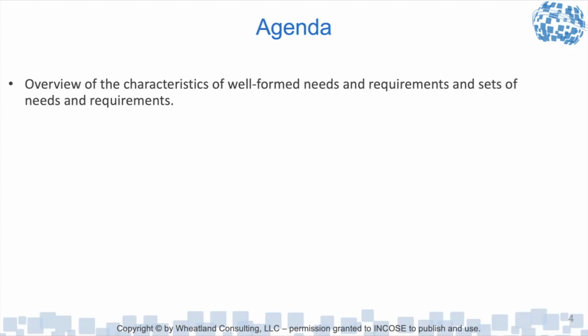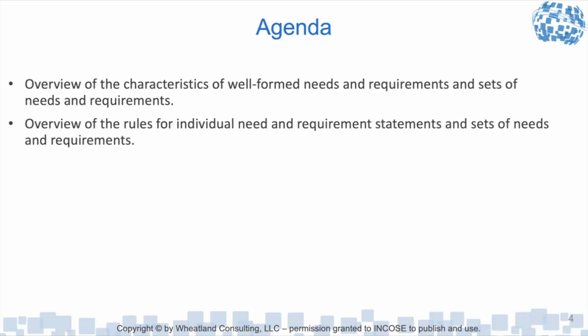During this presentation, I'm going to talk about an overview of the characteristics of well-formed needs and requirements and the sets of needs and requirements, an overview of the rules for individual need and requirement statements and the sets of needs and requirements. And then the requirements that are in this set are based on a case study of a lid installation robot. It's a robot that installs lids on jars.